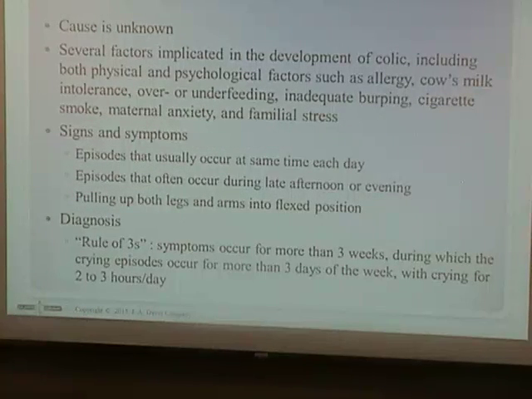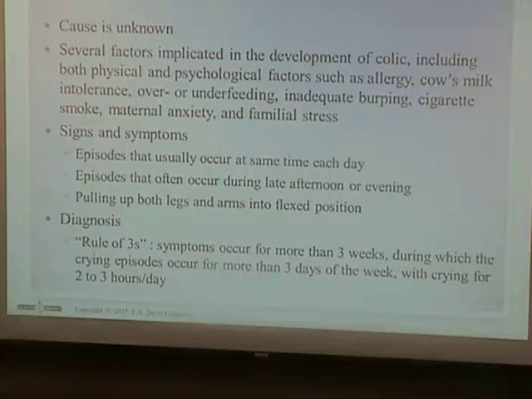Okay. Infantile colic. The actual name for this is idiopathic infantile irritability or colic. The scientific definition is 3 or more hours of crying, 3 or more days of the week. Kids are not supposed to cry for 3 hours straight, ever. And if a kid's crying for 3 hours straight, there's something wrong with them.